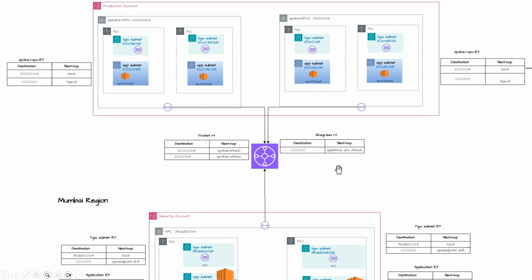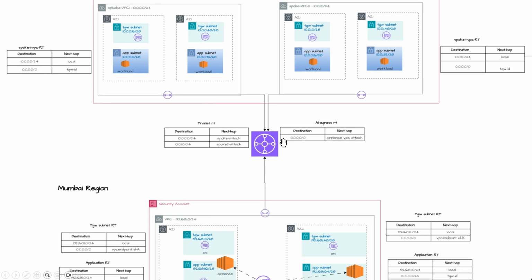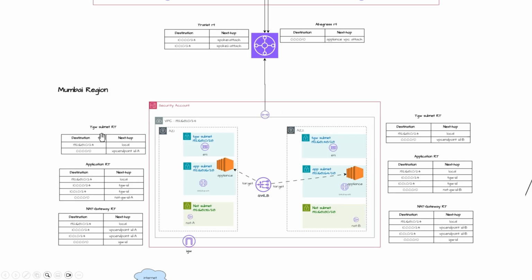Now when the traffic comes to the appliance VPC, this part starts, right? In the appliance VPC, the transit gateway subnet uses the default route in here to send the traffic to where? To the VPC endpoint, or we can also say the gateway load balancer endpoint, right?